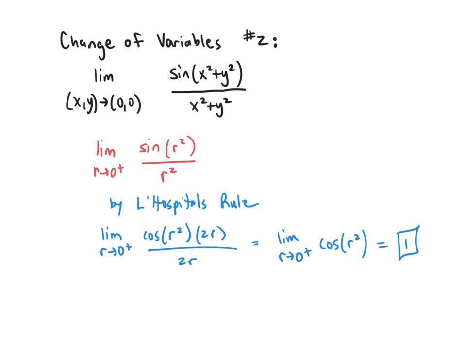So again, with polars, pretty fast process. We're able to simplify. Again, if you get down to one variable and it's a L'Hopital candidate, then you can use L'Hopital's rule.